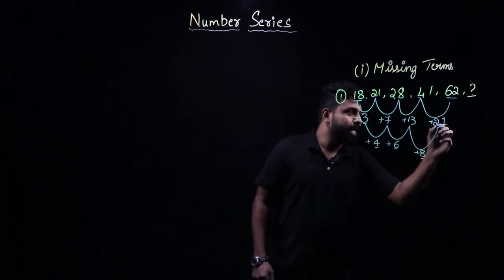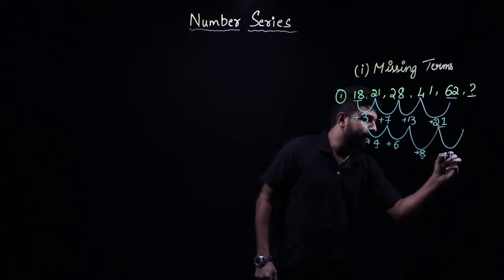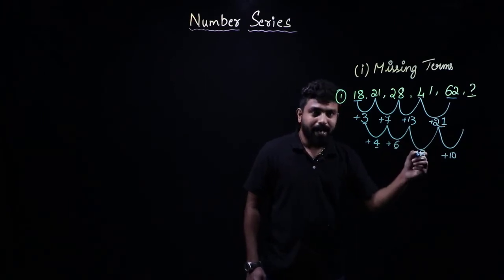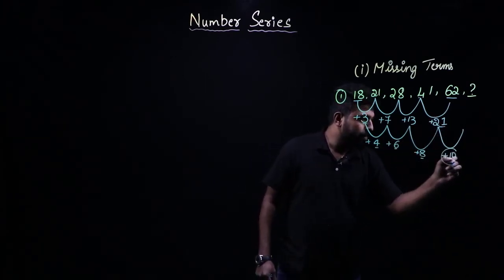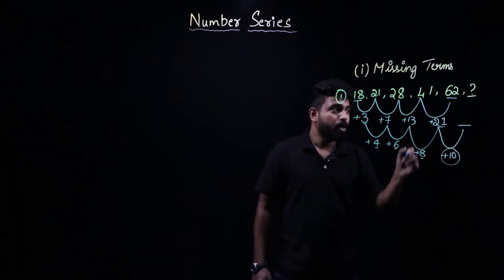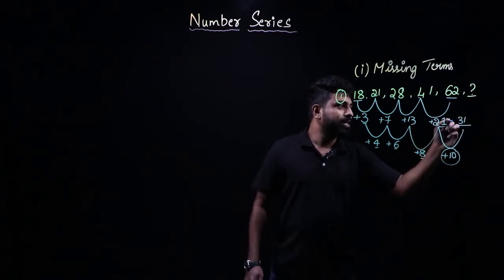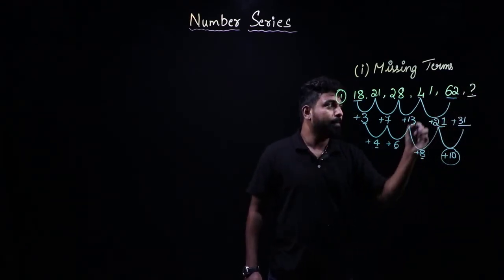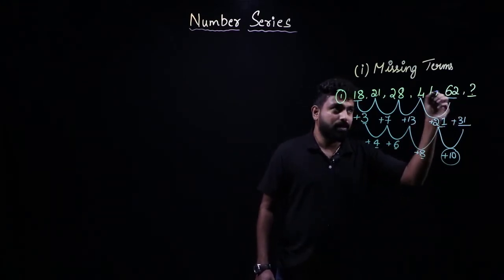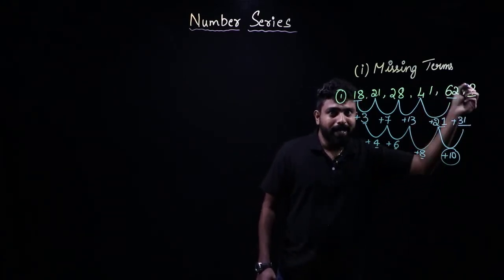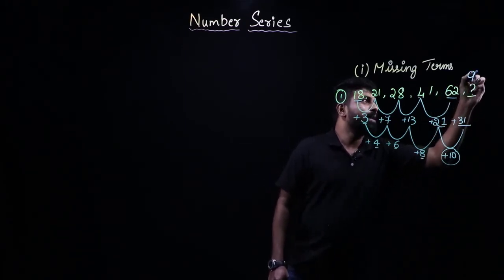So what must be my next difference here? Which is the even number after 8? It is 10. So my next difference must be plus 10. If this difference is plus 10, what would be my next term here? 21 plus 10, which is nothing but 31. If this is 31, what would be my missing term here? The missing term would be 62 plus 31. What do I get if I add 31 to 62? I get 93, which is my final answer.